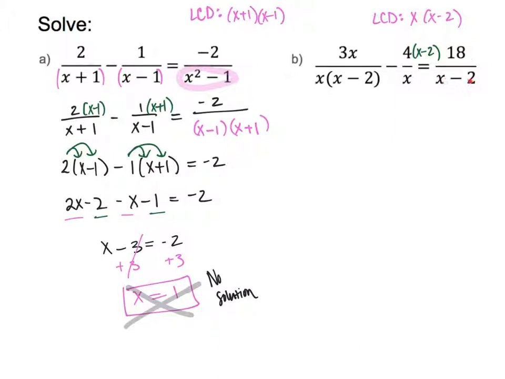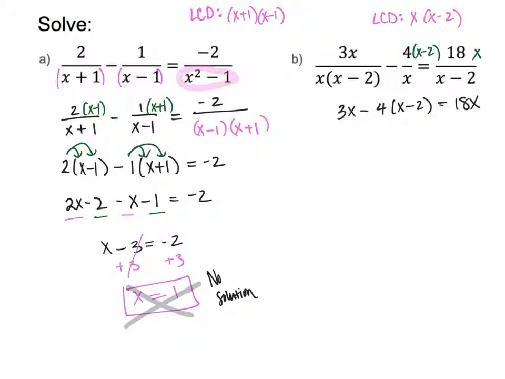So this one here has an x minus 2, so I need to multiply the top and bottom by x because that's what it's missing. So I multiply the top by x. So now that the denominators are all the same, because I figured out what to multiply to the bottom, and I did it for the top, I'm just going to look at the top here. So I have a 3x in the top minus 4 times x minus 2 equals 18x.